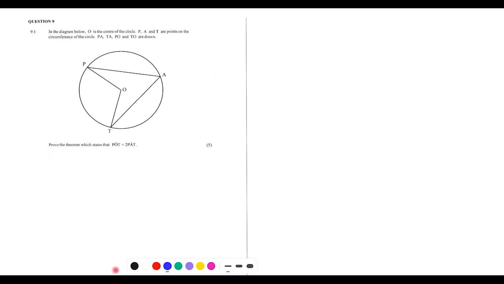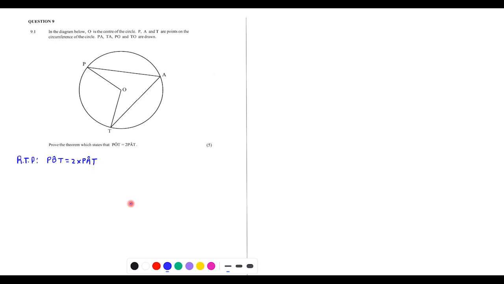Now this is theorem 2, a theorem that belongs in the centre of circles theorems. The first thing to do whenever you're writing a proof is to write your RTP. The RTP is basically what they want you to do. In this case, they want us to show that POT is 2 times PAT.